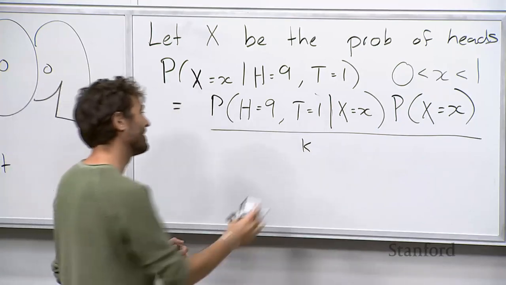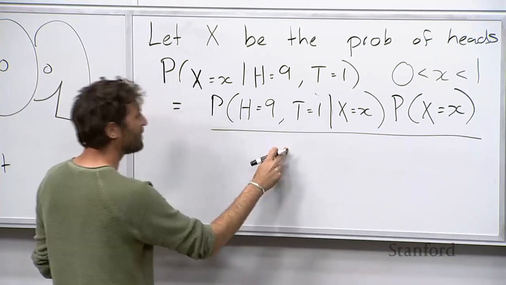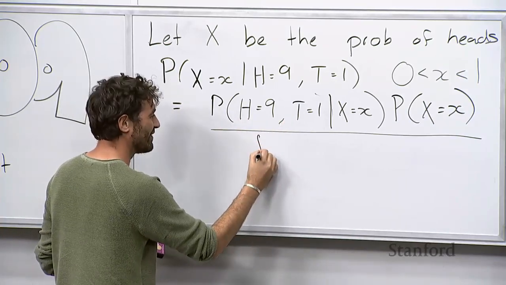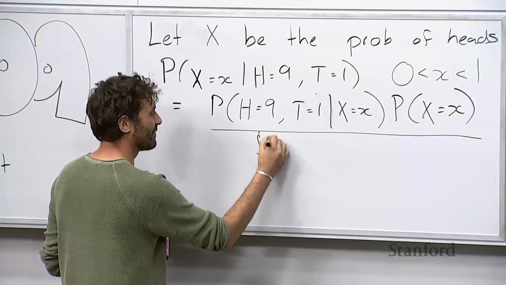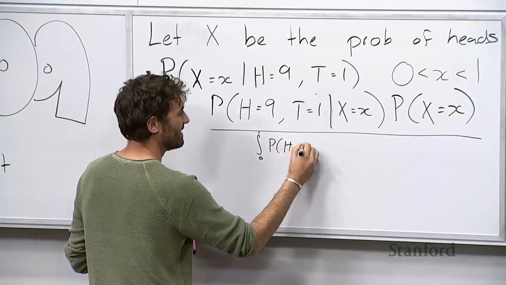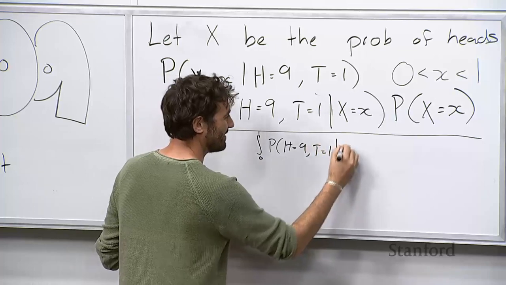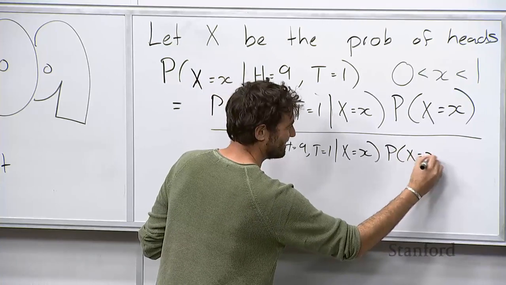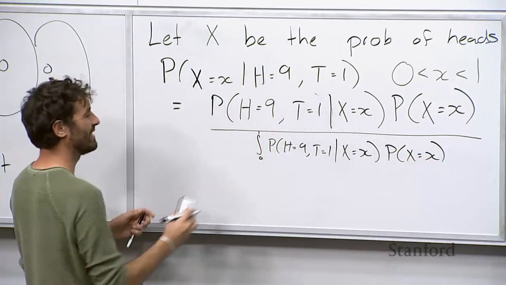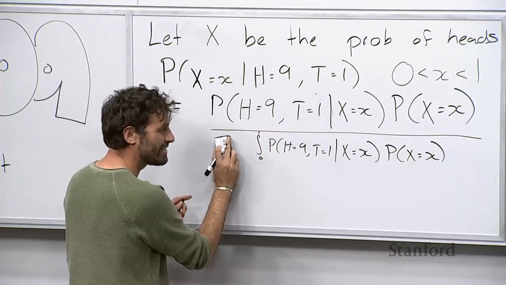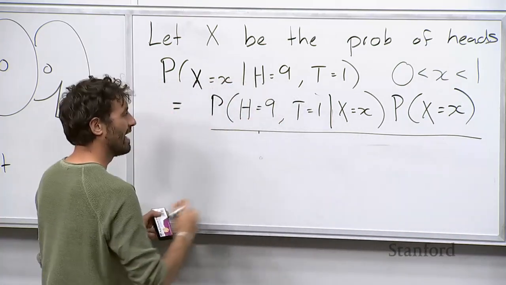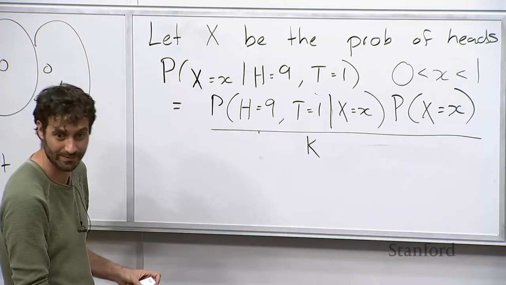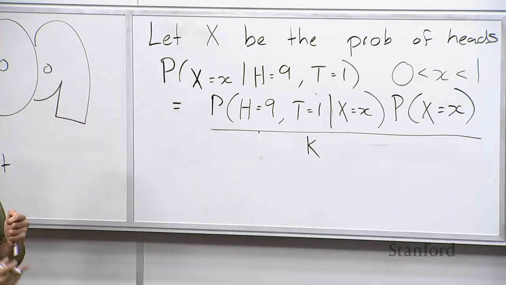And by some constant, I mean, this should actually be the probability of heads equals 9 and tails equals 1 marginalized over all the values of x. So integrate from 0 to 1, the probability of heads equals 9, tails equals 1, given x equals x, times the probability that x equals x. And you're like, oh, that sounds so awful. But recall, even though that's the real expression, I know that it's a constant. As you change the numerator, this value doesn't change. It doesn't solve all of our problems.